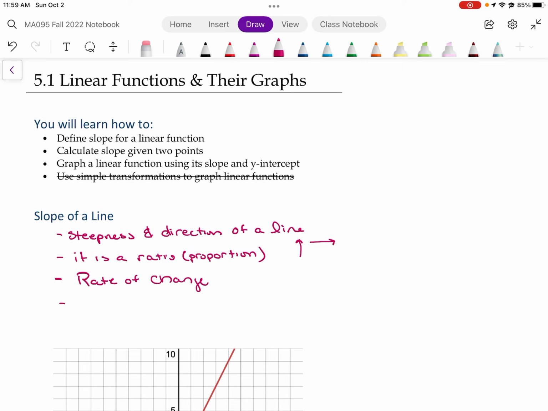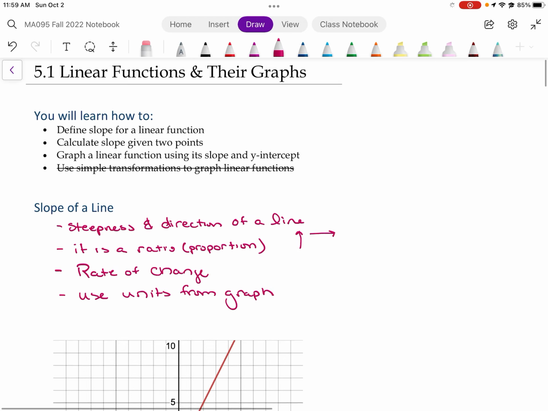So we are going to always use the units from the graph. You probably didn't think about that one, but it's just something I wanted to throw in there. Use the units from the graph. Okay, so if the up is miles and the over is hours, then you would get miles per hour, right? We'll talk about that more.